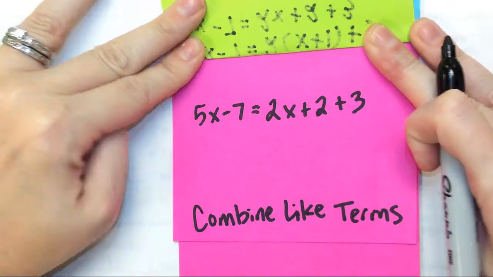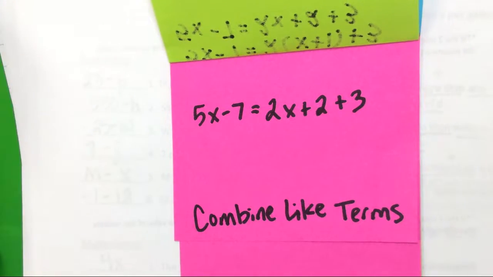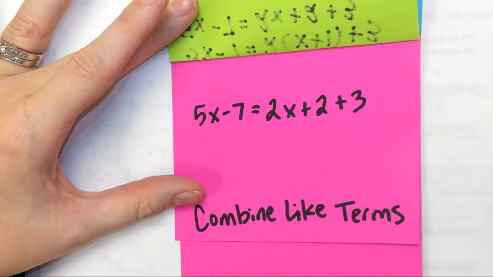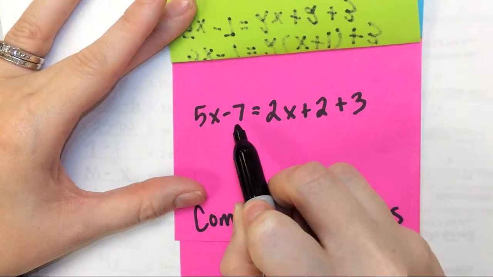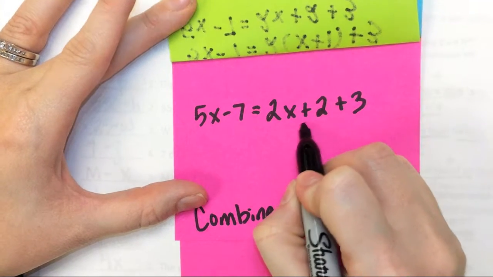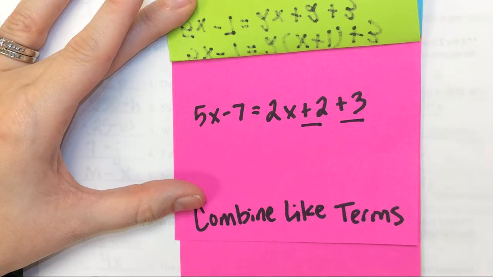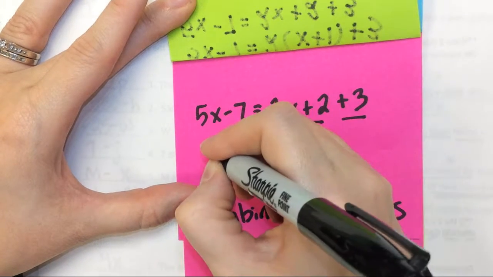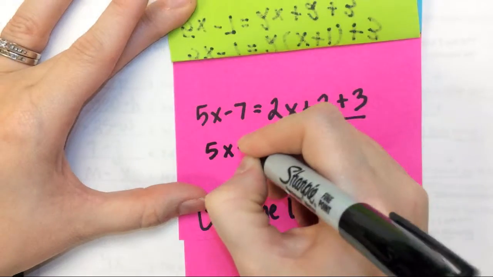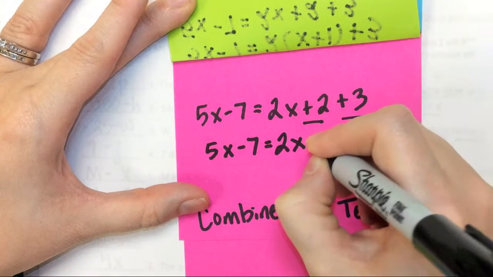So when I say combine like terms, I mean look on each side of the equal sign. Think, is there anything I can put together? Well, on the left side, I have 5x and 7. Those are not like terms. But on the right side, I have 2 and 3. Since both of those don't have a variable, I can combine those. And I'm going to make this 5x minus 7 equals 2x plus 5.